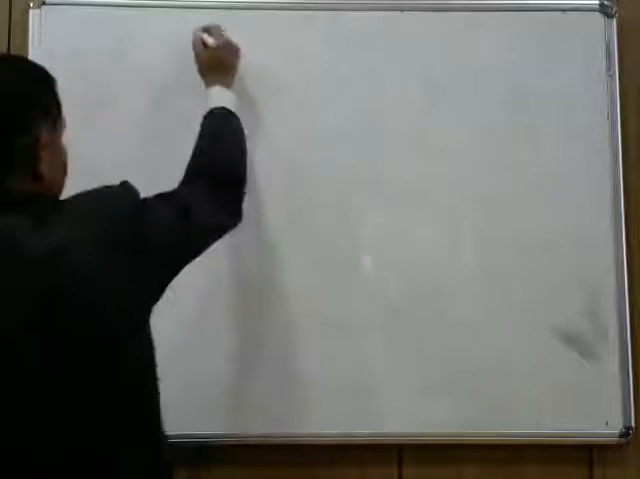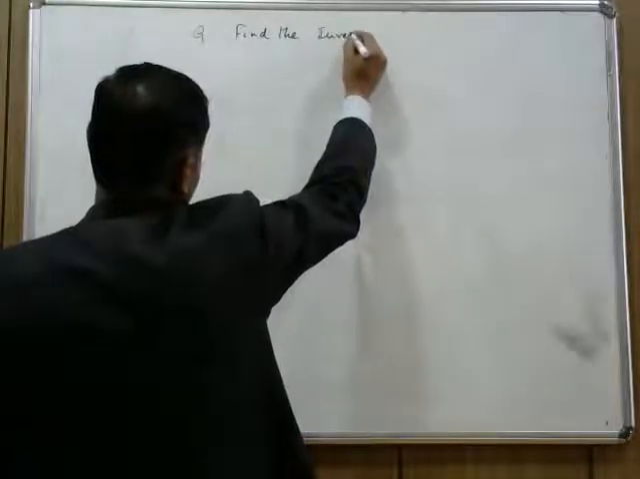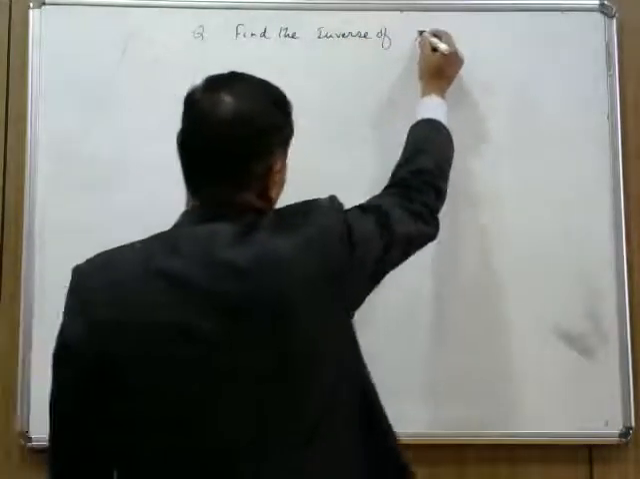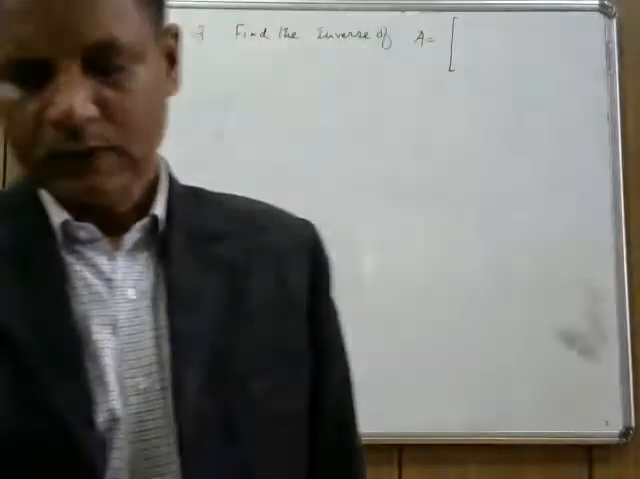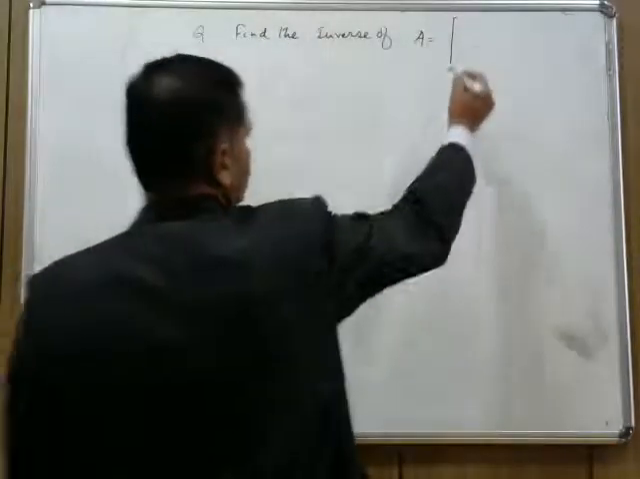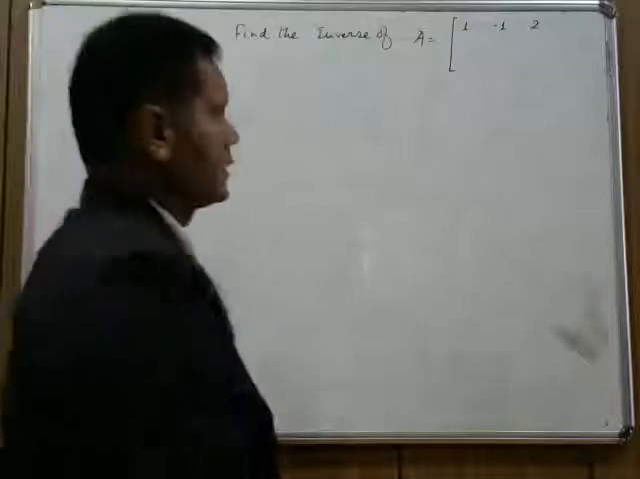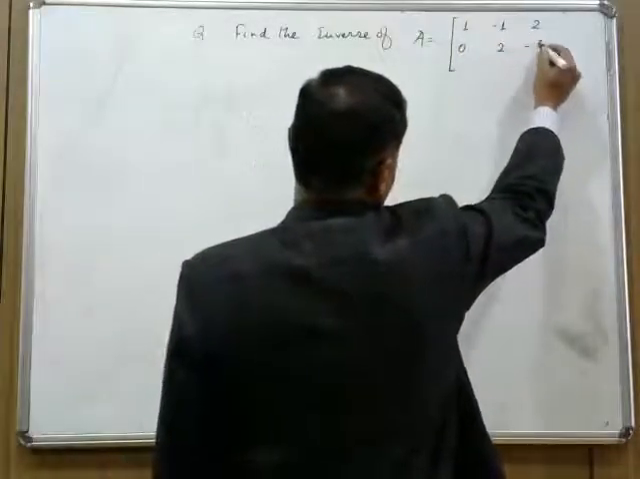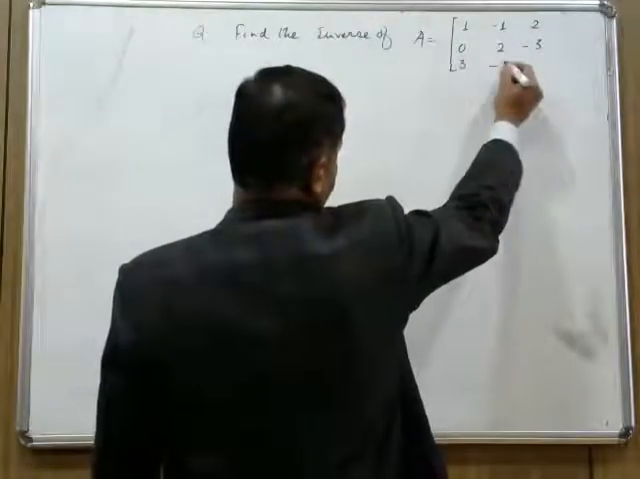Now I will do one question to find out the inverse. Find the inverse of A, where A is the matrix with rows 1, minus 1, 2; 0, 2, minus 3; and 3, minus 2, 4.